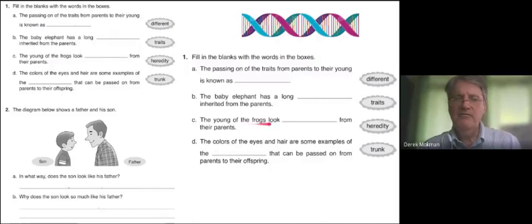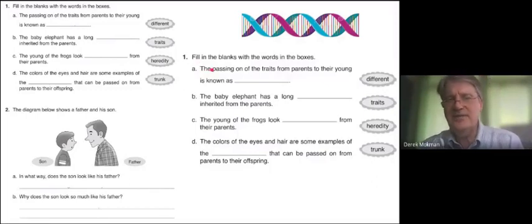The young of frogs look what from their parents? Is it different, traits, heredity, or trunk? And the final question, the color of the eyes and hair are some examples of what that can be passed on from parents to their offspring. Okay, let's go through the first answer and we'll see if everyone can tell me.